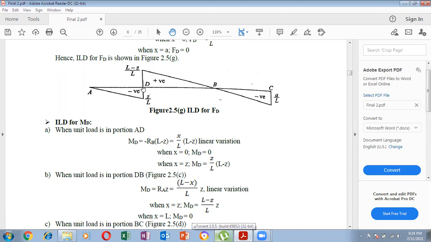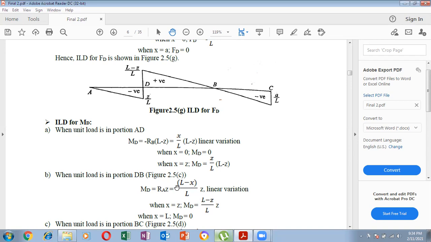Up to here we have completed. Next, moving on to X equal to L. When X is equal to L, this equation will become (L minus L) divided by L into Z. So L minus L will become 0. Ultimately, the moment about the point D will become 0.